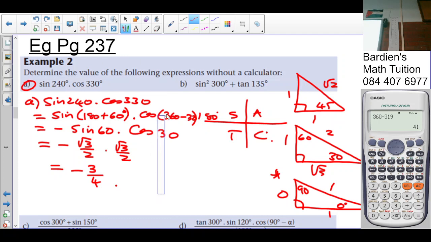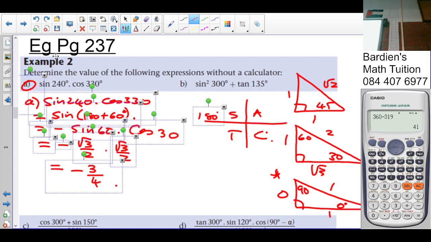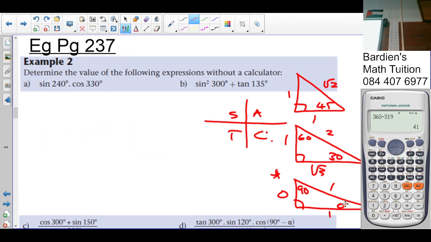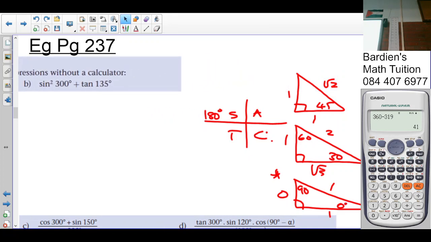Let's look at the next one. Let's look at B. You guys do the first step. Alright.